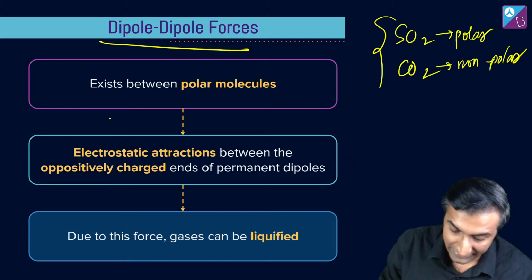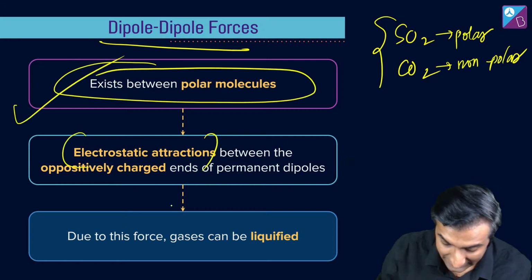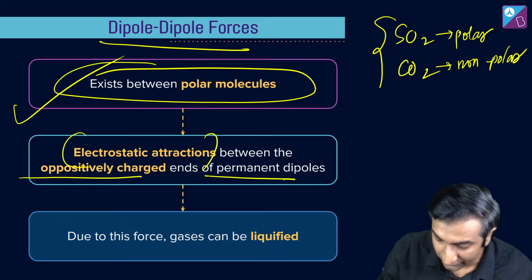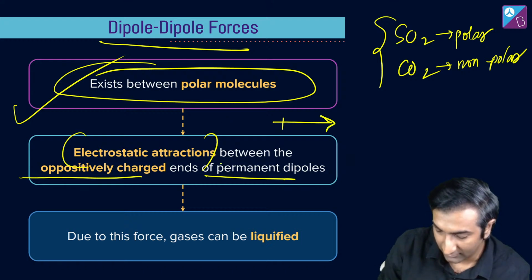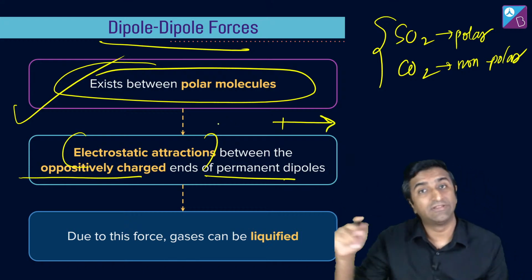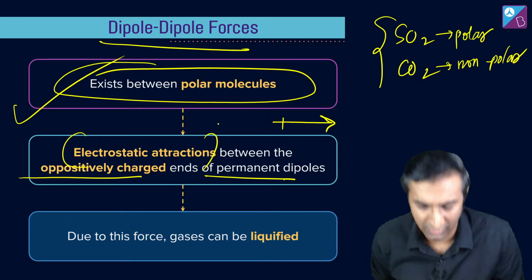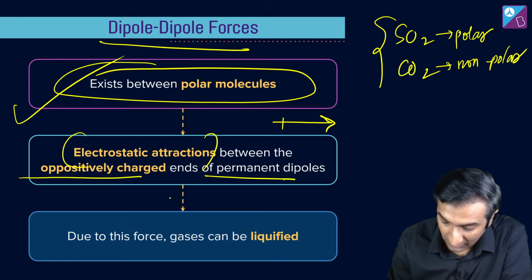So dipole forces will exist between polar molecules. That's the first step. And these are electrostatic attractions between oppositely charged ends of permanent dipoles. What is a permanent dipole? This guy here. We had this, right? A vector sum of all the dipoles of the individual bonds gives you a permanent dipole in the molecule. The electrostatic interaction between them is what we're talking about.